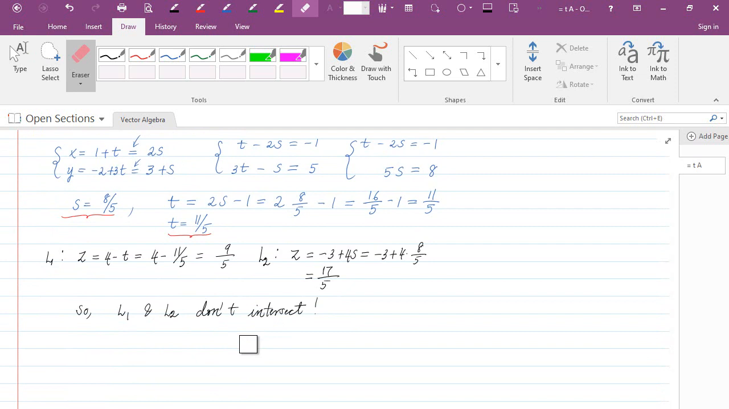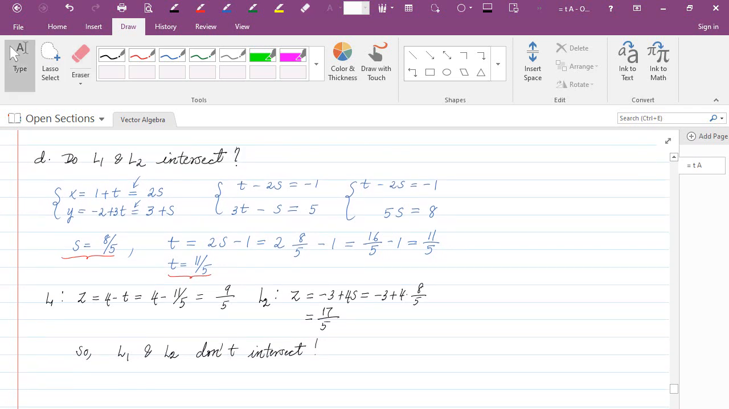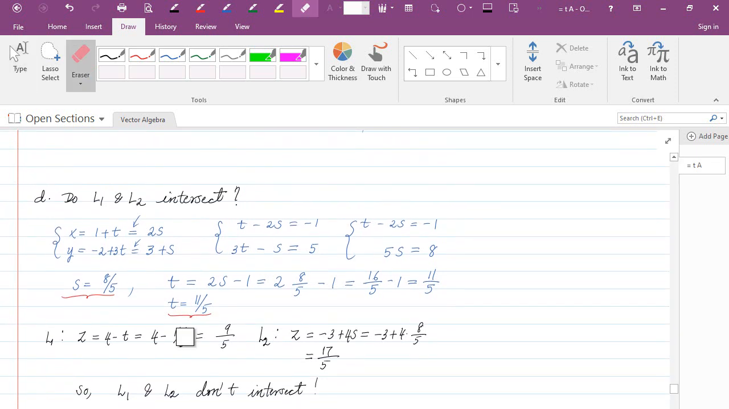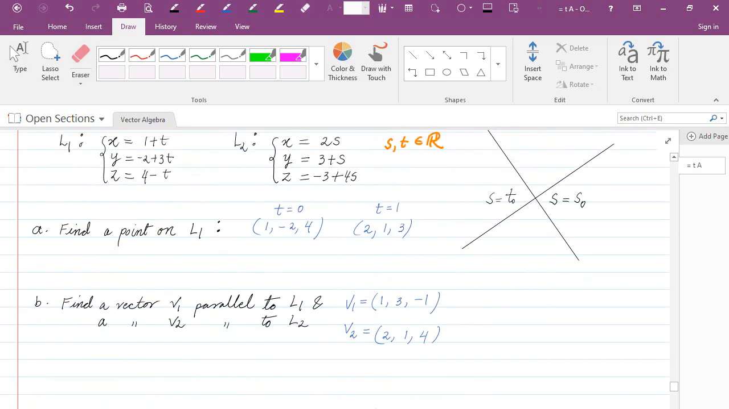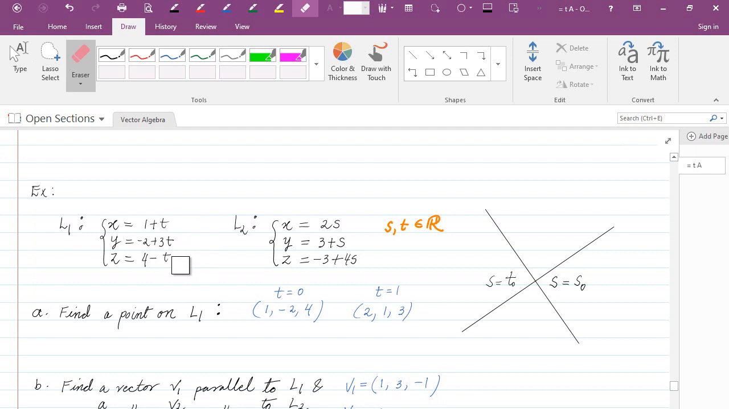But if at this stage we got the same z coordinates, then we know that L1 and L2 will intersect. In that case, how do we find the intersection point? Well, once the z's match, then there is an intersection. Then we can pick either the s or the t value. Let's say I pick the t value, and then I can plug that in here and solve for x, y, and z, and that's going to be the intersection of the two lines.